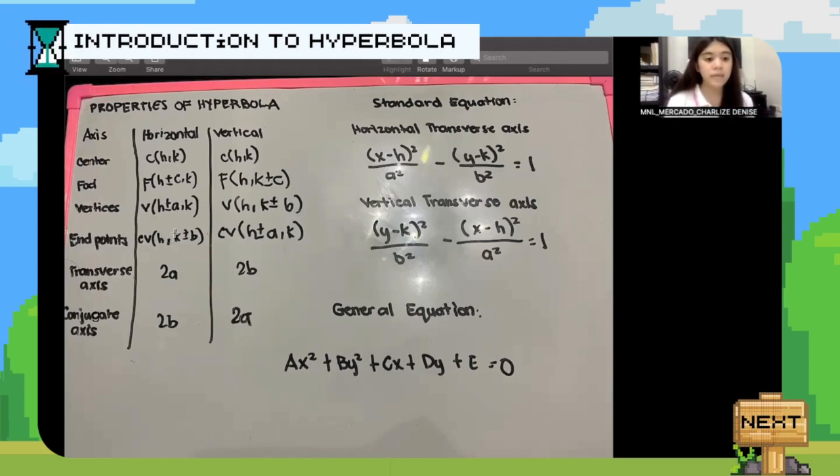Endpoints h, k positive negative b. For the transverse axis, we have 2a, and for the conjugate axis it is 2b.